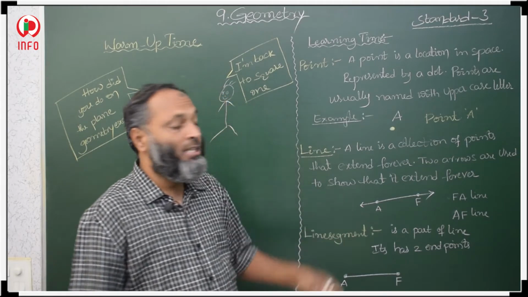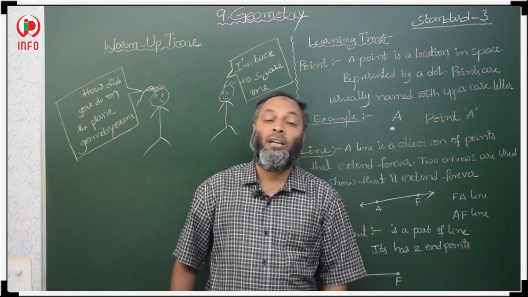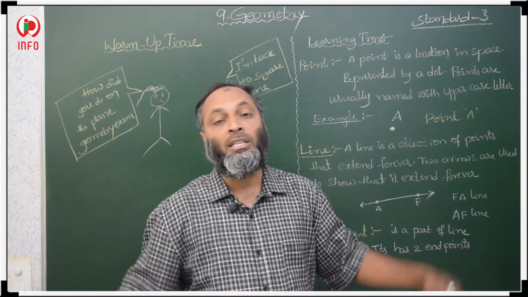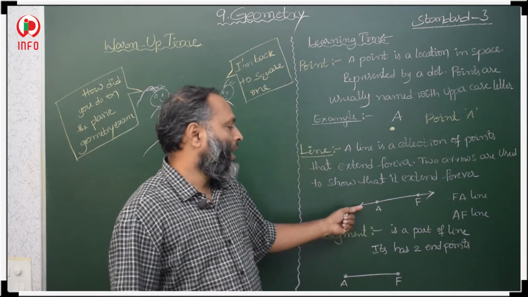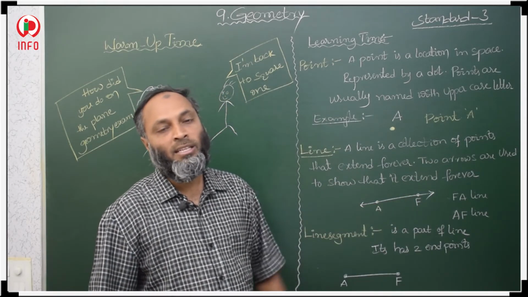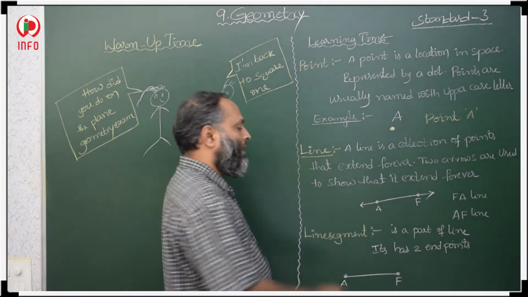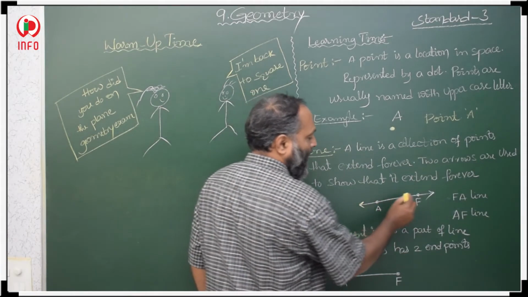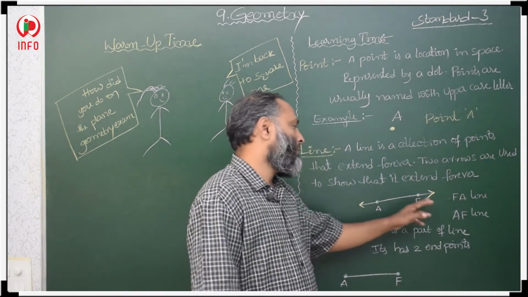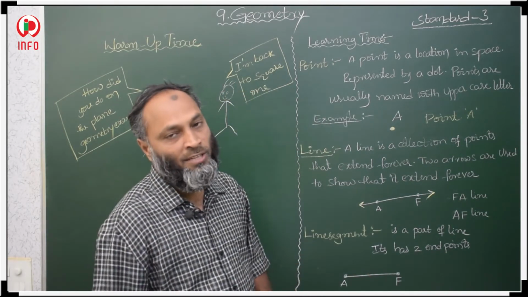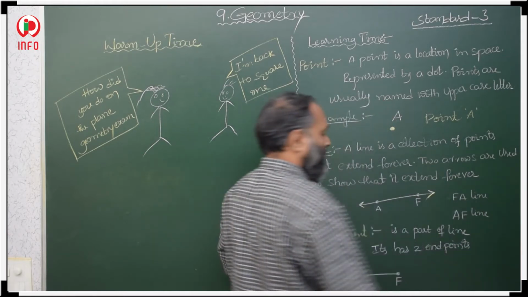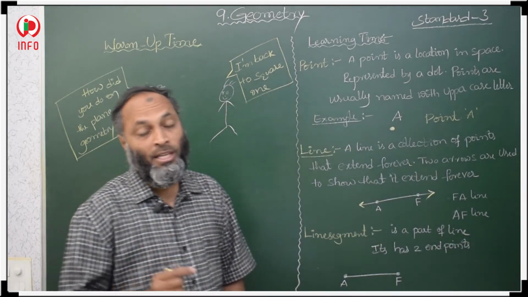It extends forever, which means it extends infinitely in both directions. By keeping two arrows, we can show in which direction the line extends. Here on the left side we have one arrow, on the right side we have one arrow. Two arrows mean it extends forever, in both directions, on the right side as well as the left side.